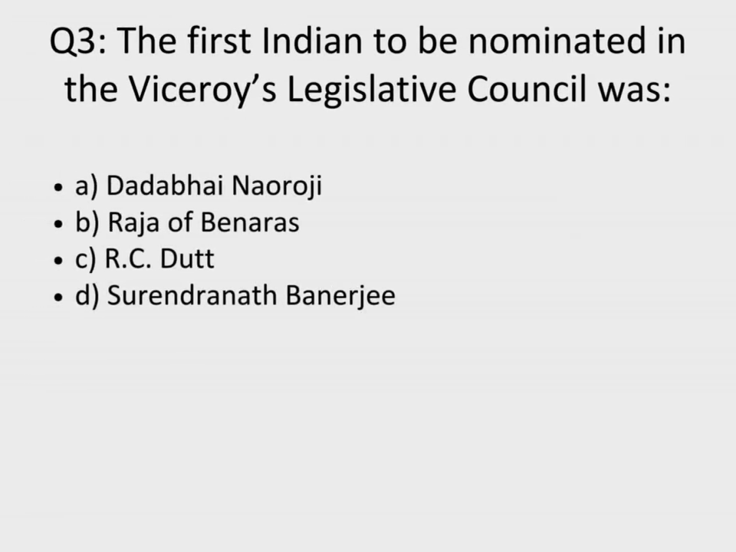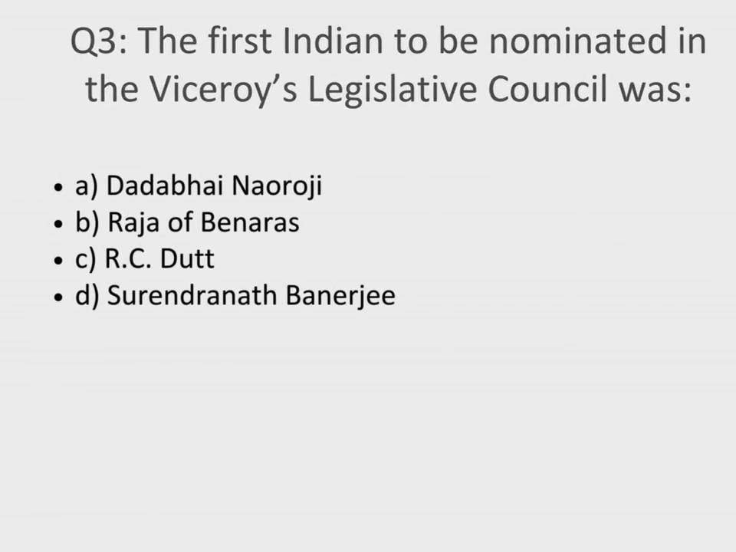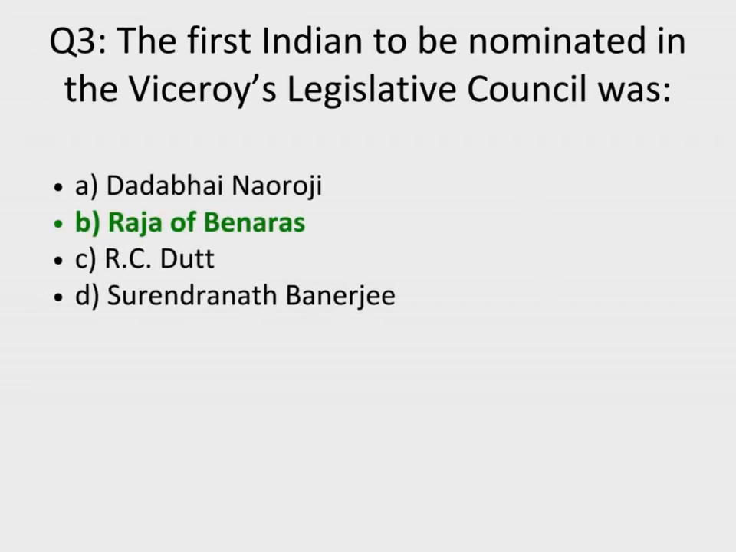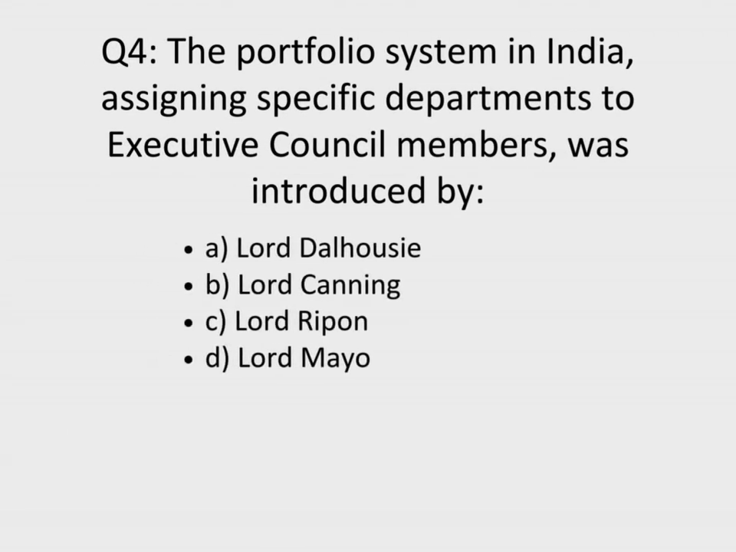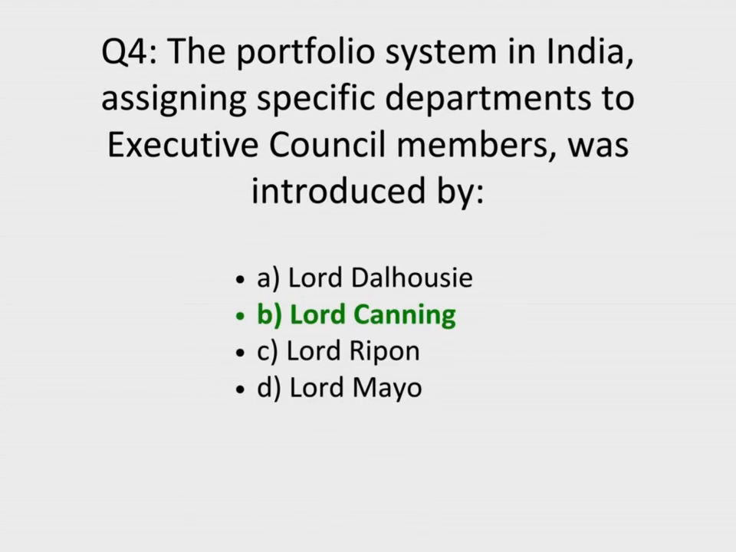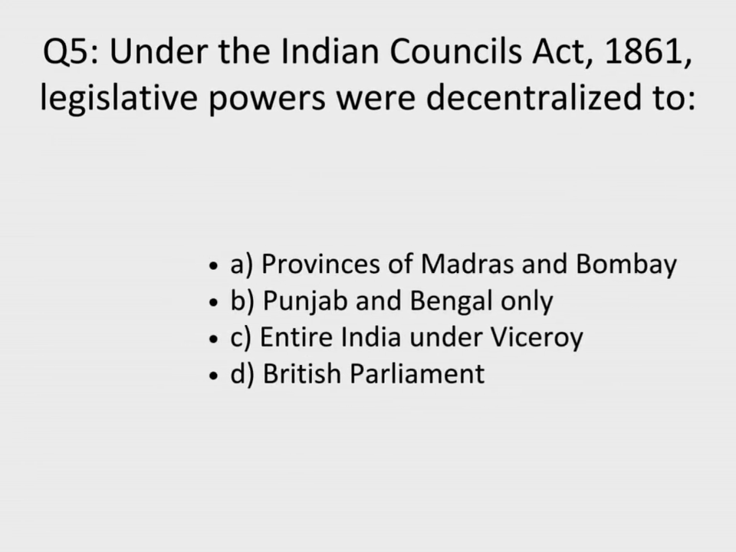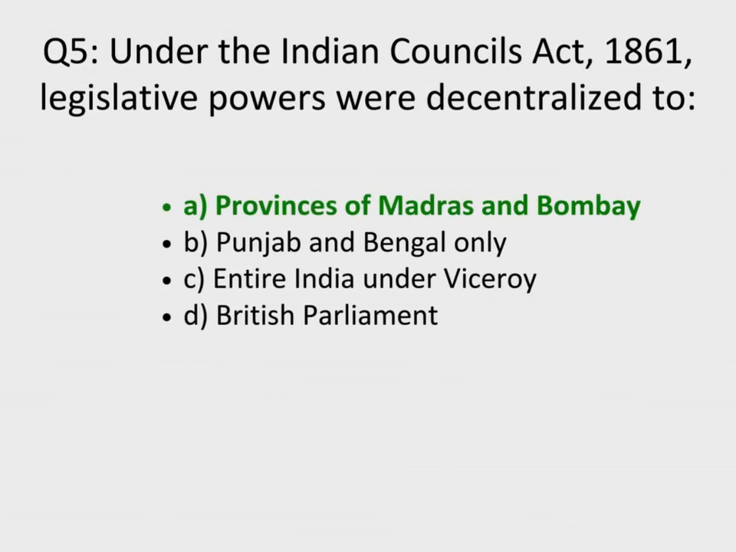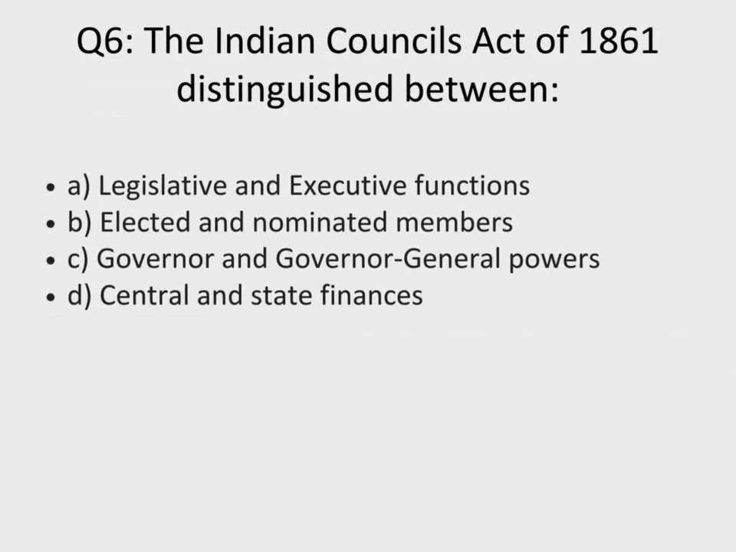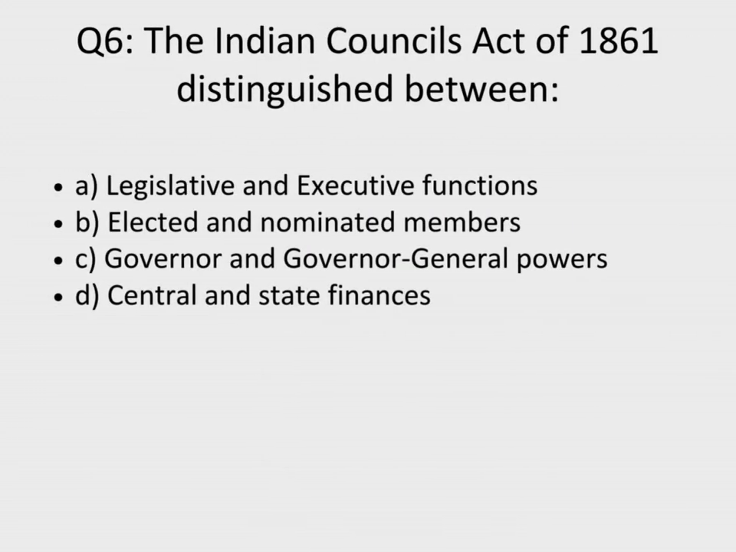3. The first Indian to be nominated in the Viceroy's Legislative Council was. Correct answer, B. Raja of Benares. 4. The portfolio system in India, assigning specific departments to executive council members, was introduced by. Correct answer, B. Lord Canning. 5. Under the Indian Councils Act, 1861, legislative powers were decentralized to. Correct answer, A. Provinces of Madras and Bombay. 6. The Indian Councils Act of 1861 distinguished between. Correct answer, A. Legislative and executive functions.